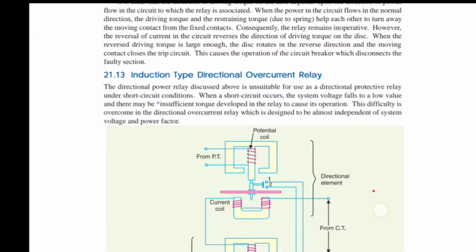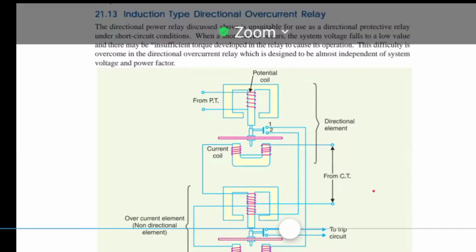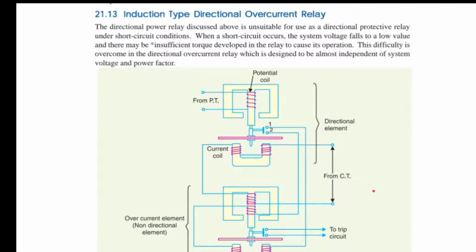Similarly, the induction type directional overcurrent relay. The directional power relay discussed above is suitable for use as a directional protective relay under short circuit conditions. If the direction of current is changed, then it will work. The induction type directional overcurrent relay is also similar. Two induction type relays are used.